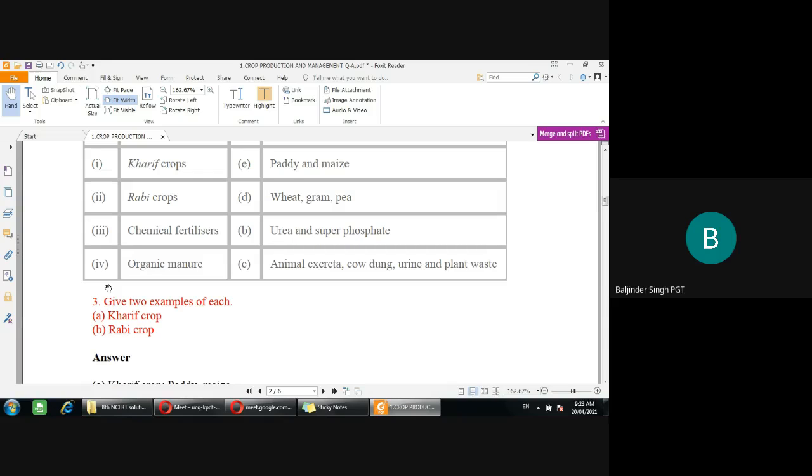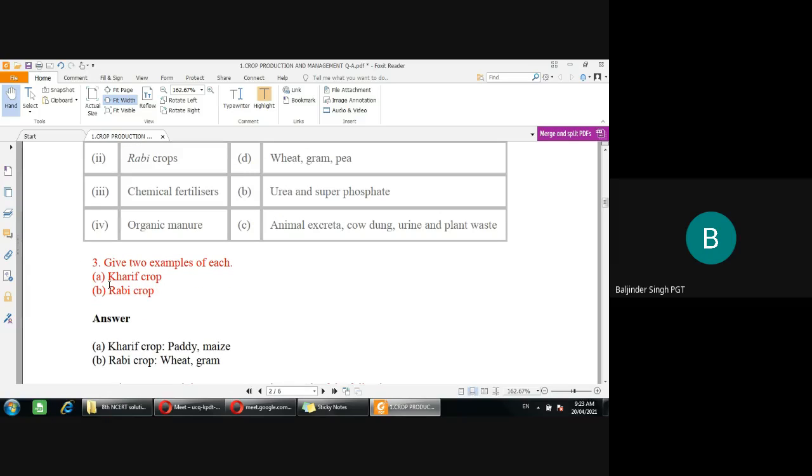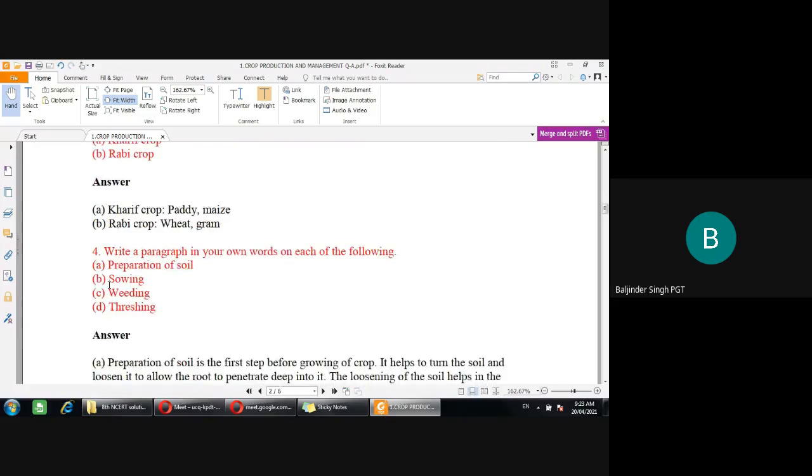Now let us see question number 3, which is difference between, we have to write about Kharif crop and Rabi crop. तो Kharif crop, you know that जो इसमें पैडी आता है, मेज आती है, और रबी में वीट और ग्राम आते हैं because they are grown in the colder seasons. Okay, now question number 4, write a paragraph in your own words.